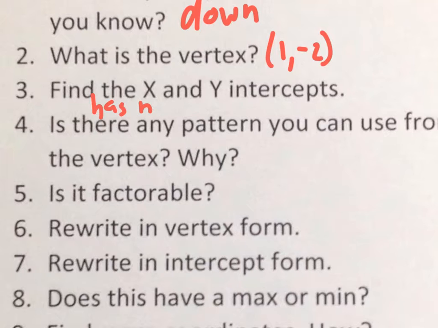Has no real X-intercepts. It has no real X-intercepts. Okay, and I don't really want you to write on the little paper I gave you because you're going to be using those questions over again. But maybe in your notebook you could write number 3, has no real X-intercepts. Okay? Now what does that mean visually? The parabola will not cross the X-axis.